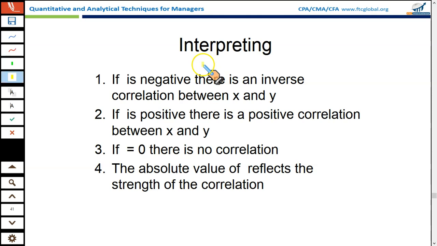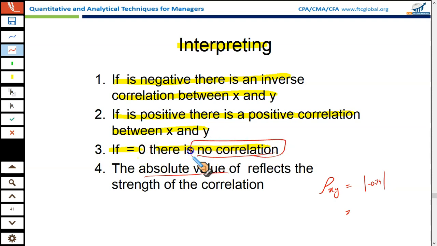Alright, so this is the interpretation right here. If it is negative, there is an inverse relationship between x and y, an inverse correlation. If it's positive, there is a positive correlation between x and y, and if it's 0, there is no correlation. And if you ignore the sign, you just take the absolute value, whether it is negative 0.79 or whatever, absolute means it turns positive. So just take the number. The closer it is to 1, the stronger the correlation, and the closer it is to 0, the weaker the relationship. If it is exactly 0, that means there is no correlation.